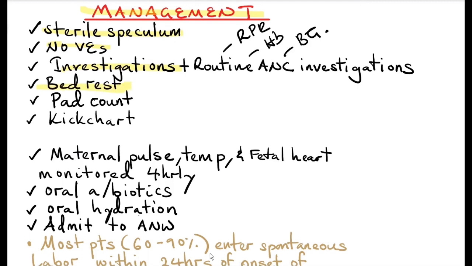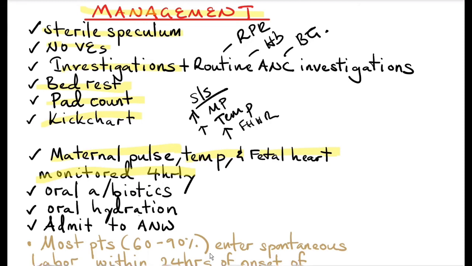Bed rest for these patients to reduce the mobility of the patient so that they don't drain a lot, and also to prevent cord prolapse. Pad count, you have to monitor how much amniotic fluid this patient is losing. Kick chart for fetal well-being. Maternal pulse, temperature, and fetal heart rate should be monitored every 4 hours. These are the early signs. This will tell you the early signs of chorioamnionitis. Signs and symptoms of chorioamnionitis include increased maternal pulse, increased temperature, and increased fetal heart rate.